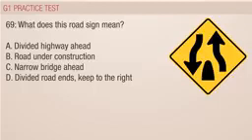Question 69. What does this road sign mean? A. Divided highway ahead. B. Road under construction. C. Narrow bridge ahead. D. Divided road ends. Keep to the right. Answer D. Divided road ends. Keep to the right.